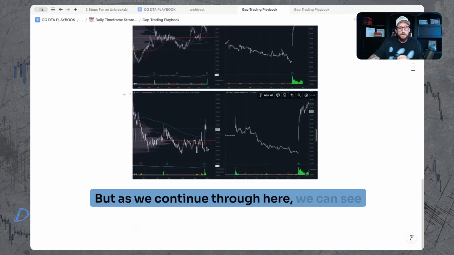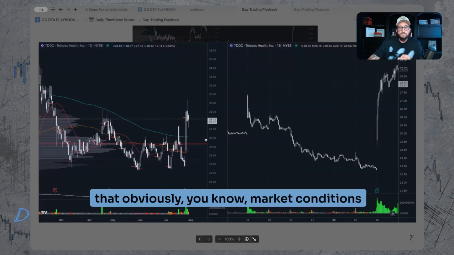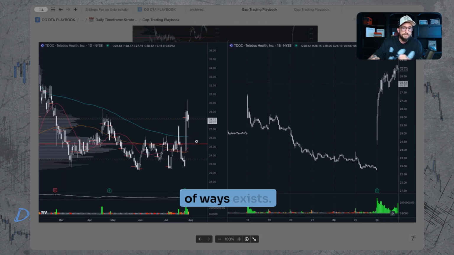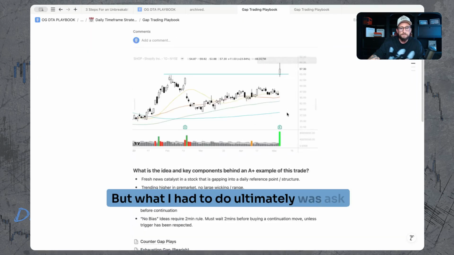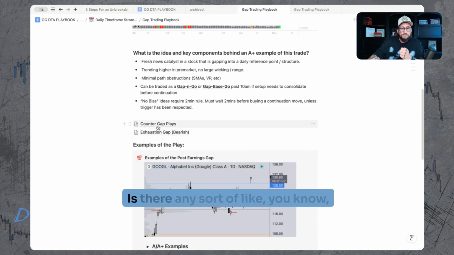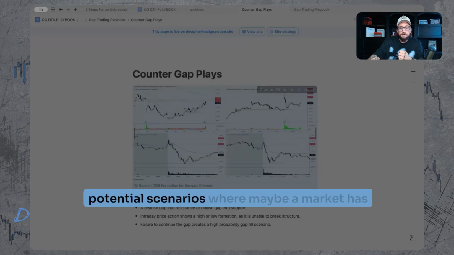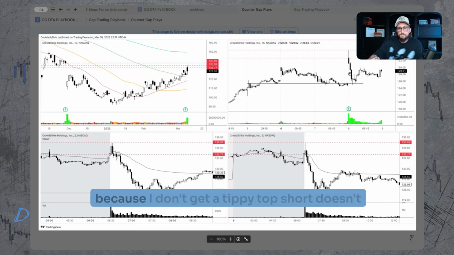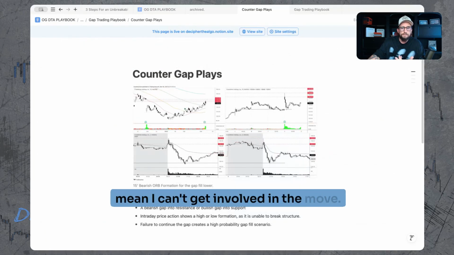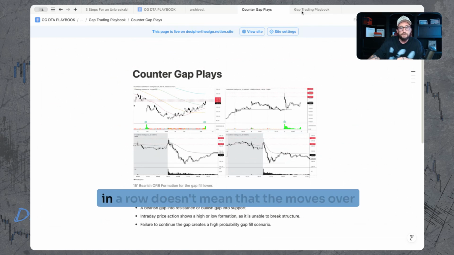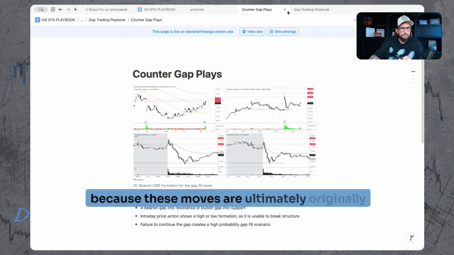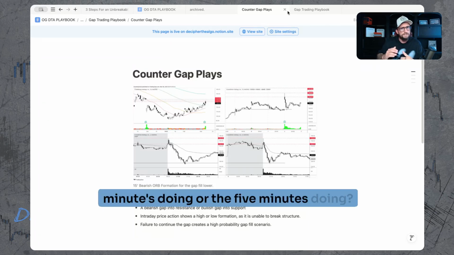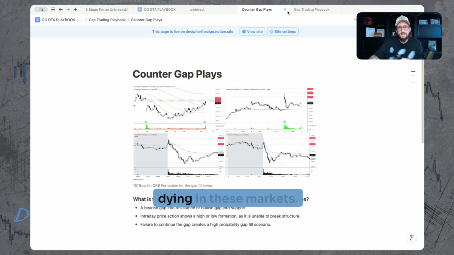But as we continue through here, we can see that obviously, market conditions can greatly vary depending on your asset. So the ability to trade price in a multitude of ways exists. But what I had to do ultimately was ask myself, is there anything that I'm missing? Are there potential scenarios where maybe a market has a crazy move overnight, maybe a London swing, and then we sell off aggressively? Just because I don't get a tippy top short doesn't mean I can't get involved in the move. Just because it's extended 5, 6 candles in a row doesn't mean that the move's over, because these moves are ultimately originating on the higher time frame. So why am I so confined to what the 1 minute or the 5 minute is doing?